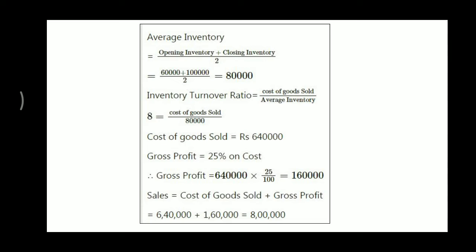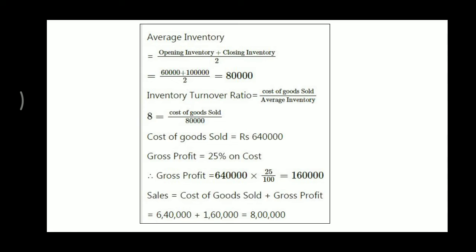Now ITR ratio is also given. Now we have the figure of ITR ratio and the figure of average inventory. So with the help of this easily we'll be able to calculate cost of revenue from operation or cost of goods sold. So ITR ratio is 8. Cost of goods sold divided by average inventory 80,000, because here cost of goods sold is an unknown figure. So if you cross multiply it, we get cost of goods sold or cost of revenue from operation as 6 lakhs 40,000.